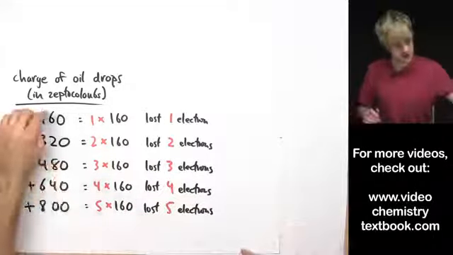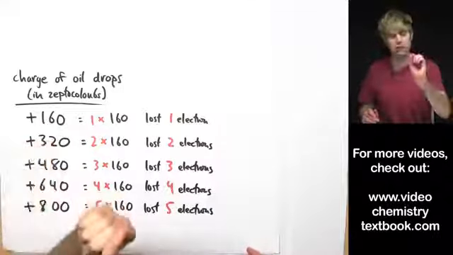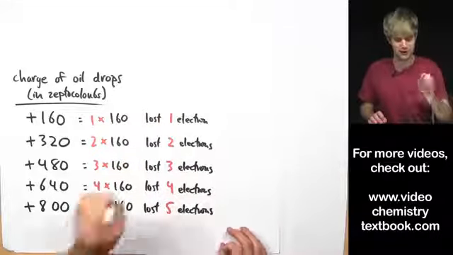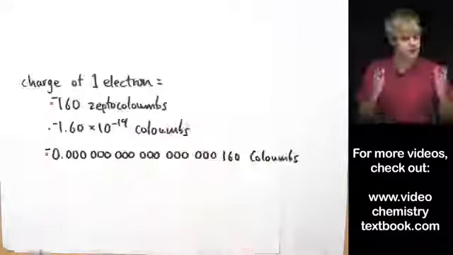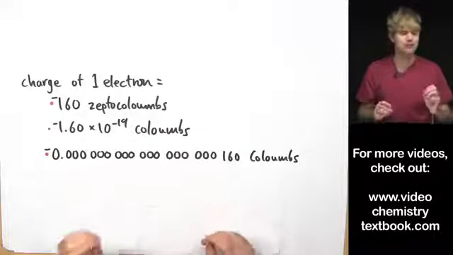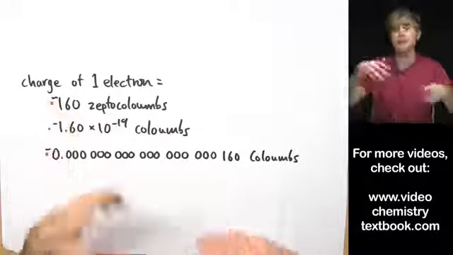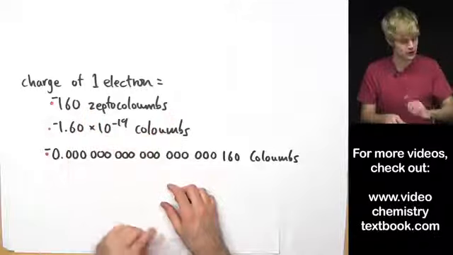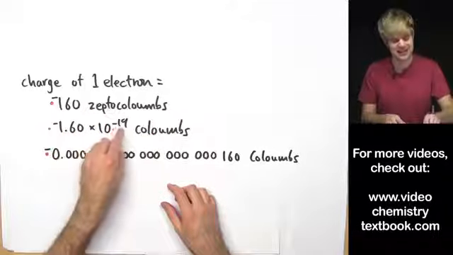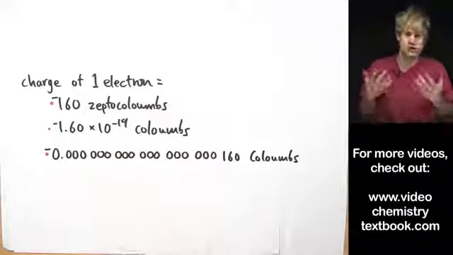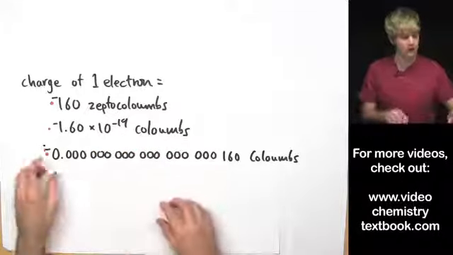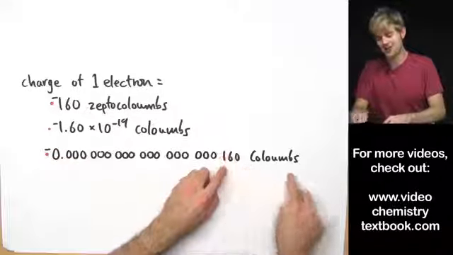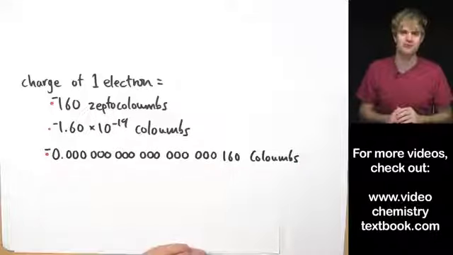But they see that the charge difference is always a multiple of 160, the smallest amount of charge that you can lose when you lose 1 electron. So based on this information, they're able to determine that the charge of 1 electron is negative, remember, because electrons are negative, is negative 160 zeptocoulombs. You can also write this as negative 1.6 times 10 to the negative 19th coulombs. Coulombs are just a unit that you use to measure charge. Or it can be written as a decimal with a very, very tiny amount.